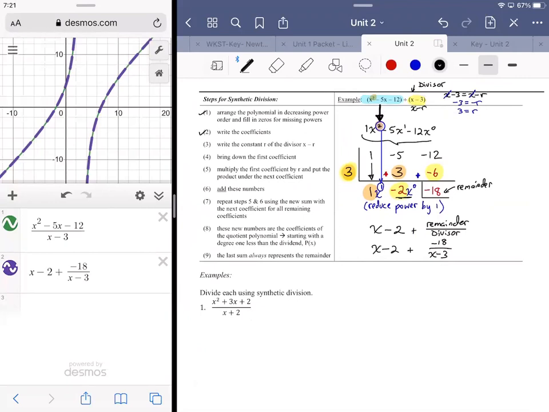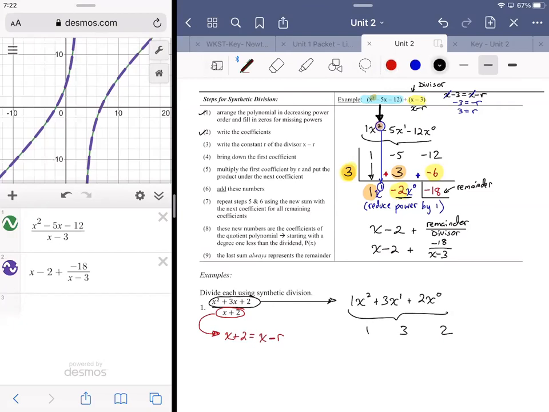So we have x squared plus 3x plus 2, which can also be thought of as 1x squared plus 3x to the first plus 2x to the 0. We strip that down to just the coefficients, 1, 3, and 2. Separately, we look at the denominator. We take that denominator, or the divisor, and set it equal to x minus r, and we use that to solve for the value of r.